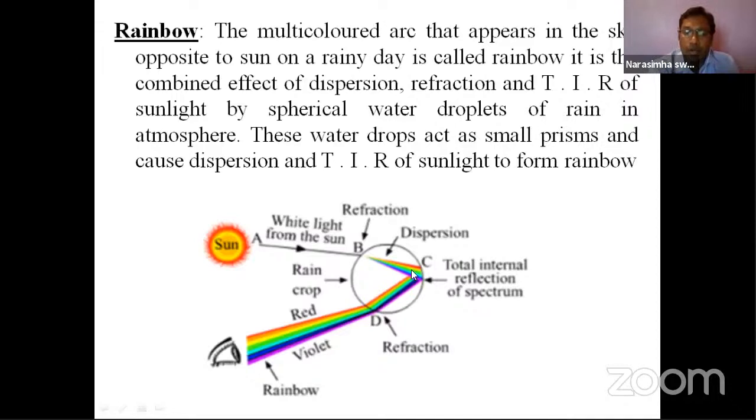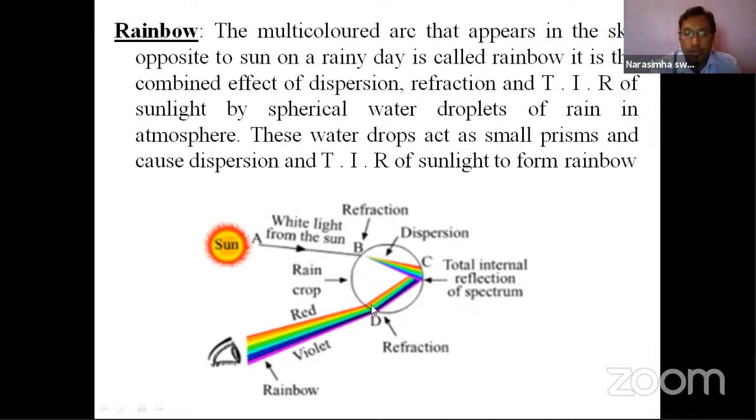This is called total internal reflection. Why is it totally internally reflected? Because these 7 colors are incident on the interface of water and air at an angle which is greater than the critical angle. Then all the light rays are reflected into the same medium, so no ray is coming out. Observe this. All the rays are reflected into the same medium and are incident on another place of the water sphere.